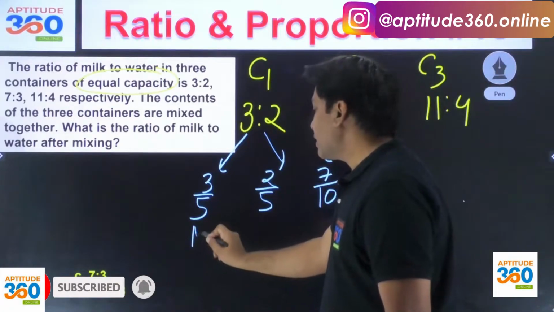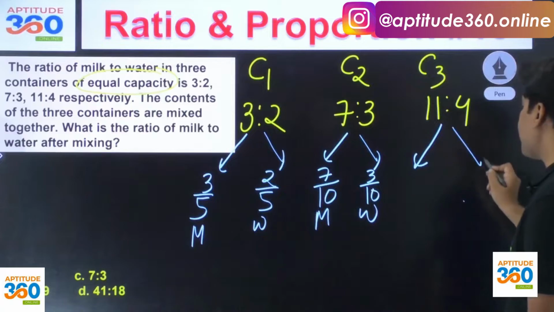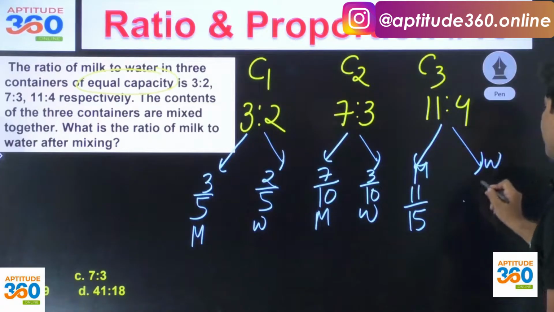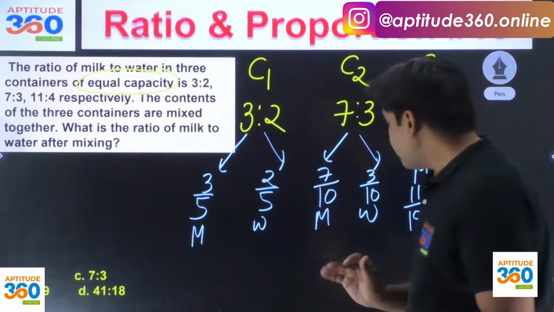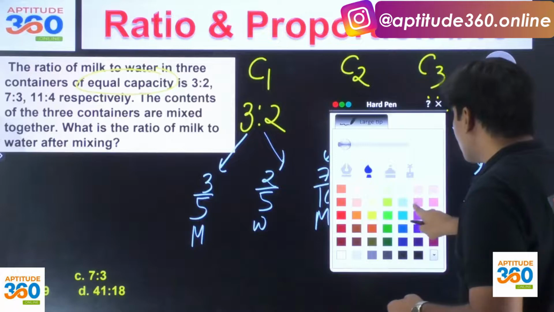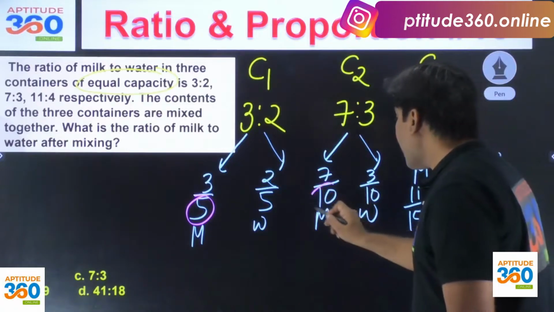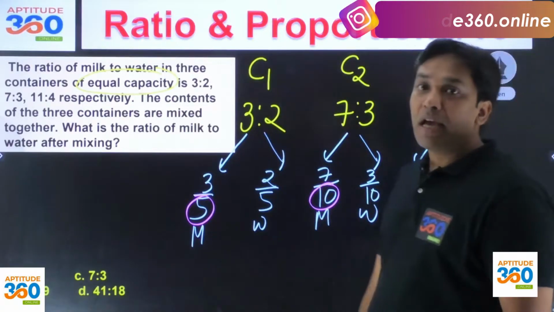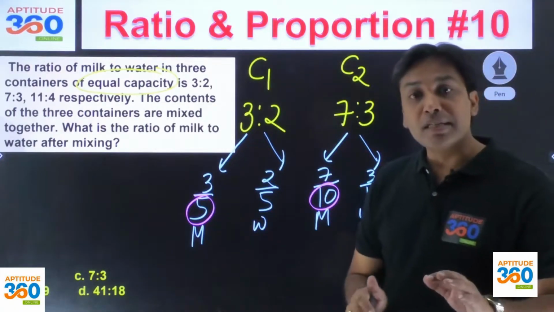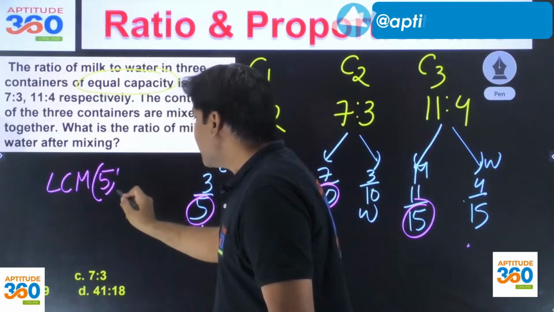So this is the milk and this is the water. This is the milk, this is the water. Similarly, milk here is going to be 11/15, whereas water here is going to be 4/15 of the total. Is that okay? Now what is that total? Understand, what are we trying to do here? If we choose a number which is going to be divided by 5 and by 10 and by 15, if a number gets divided by 5 and 10 and 15, our job is going to be very simple. And what is that we should be doing? We should take LCM of 5, 10 and 15.